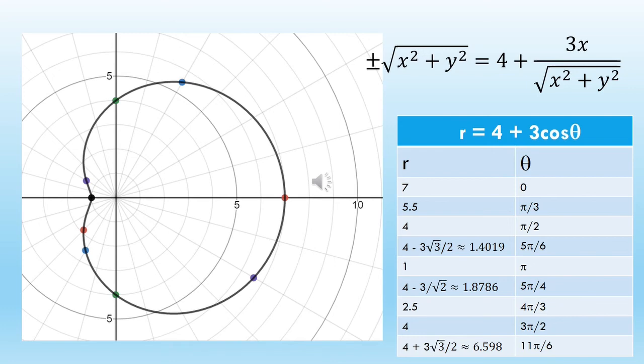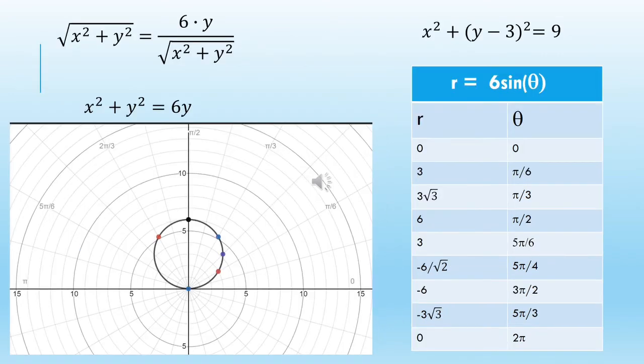You also could manipulate this, like I could multiply both sides by the denominator, the square root of x squared plus y squared, and write it in different forms. As long as they're equivalent, it would be fine. Here's another example where we are rewriting a polar equation in rectangular coordinates. And here I dig a little deeper into how you can write the equation in different forms.